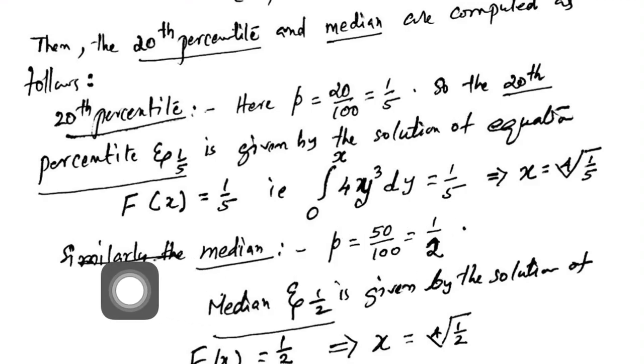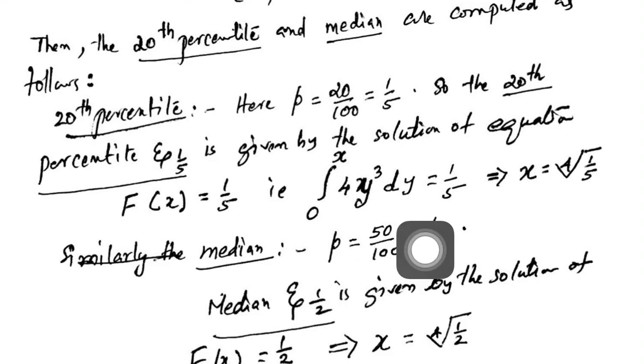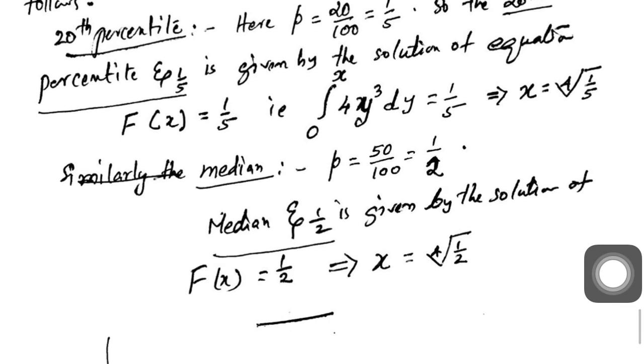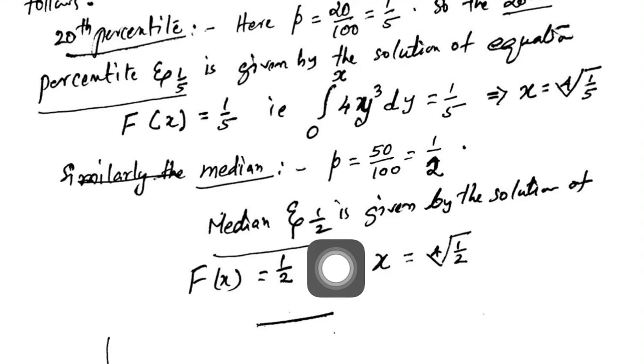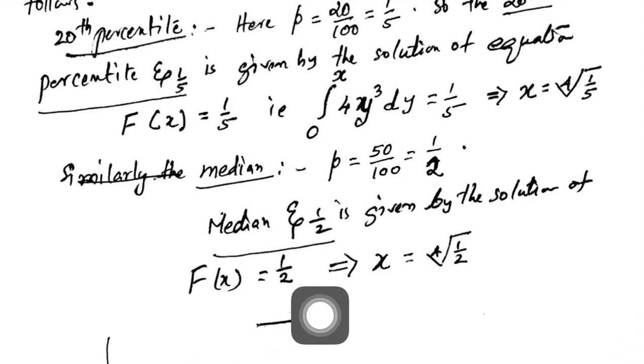And similarly, when you try to find the median, you take p equal to 50/100, or 2/4, or it is equal to 1/2. So the median can be written as ξ 1/2, and ξ 1/2 is given by the solution of the equation F of x equal to p, or F of x equal to 1/2 in this case. And you can see that x is equal to the 4th root of 1/2.